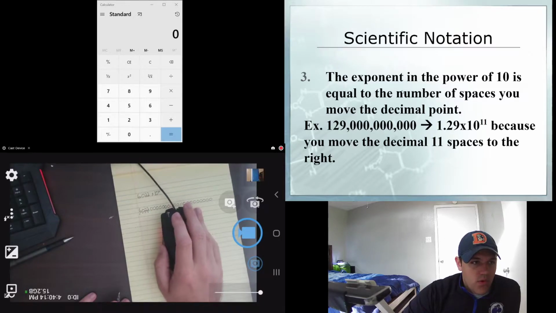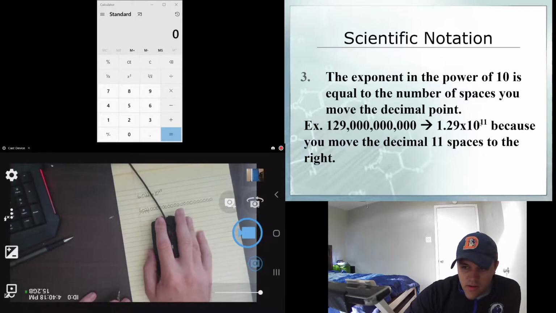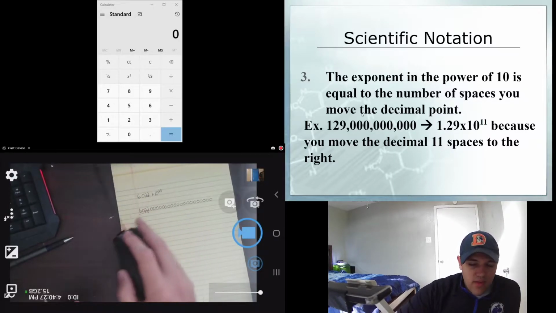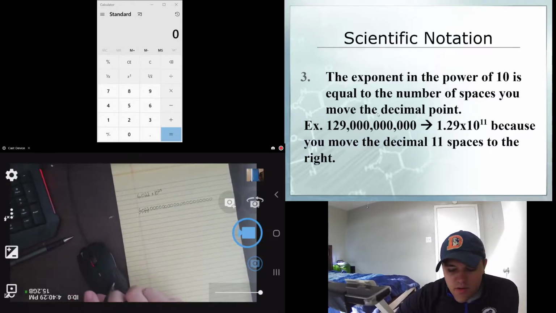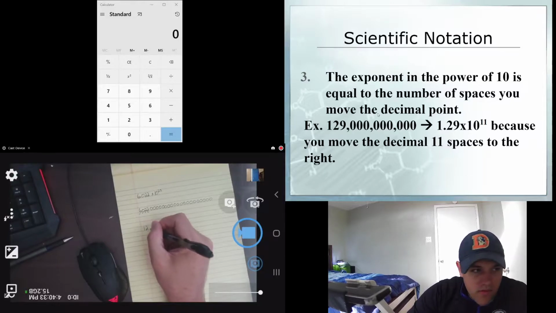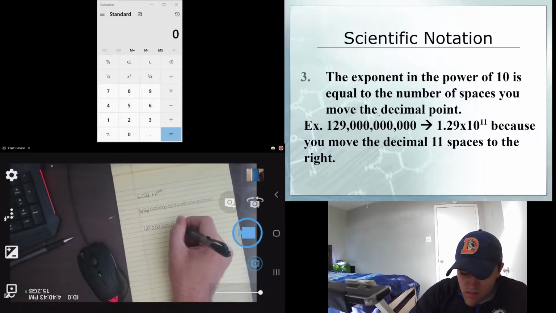The third rule is that the exponent in the power of 10, so this little number here, the times 10 to whatever power, the way you determine that, it's equal to the number of spaces you have to move the decimal point. So if we go back and look at our original example from the last slide, the 1, 2, 9, 0, 0, 0, 0, 0, 0, 0, 0, 0.